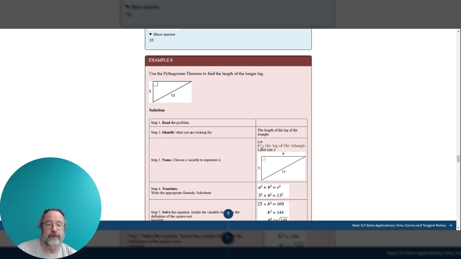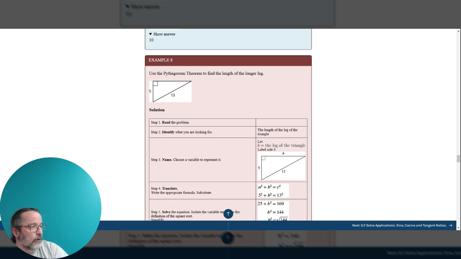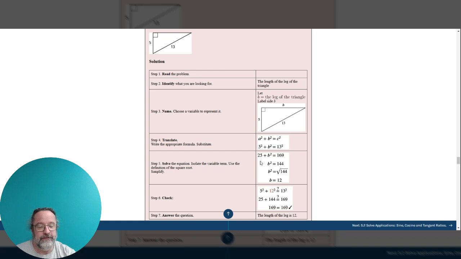Use the Pythagorean theorem to find the length of the longer leg. Let's call that longer side b. We know that a squared plus b squared has to equal c squared. In this case, 5 squared plus b squared equals 13 squared. 25 plus b squared equals 169. Let's get rid of that 25 by subtracting it from each side. b squared equals 144. b equals 12. It works again. More similarities.